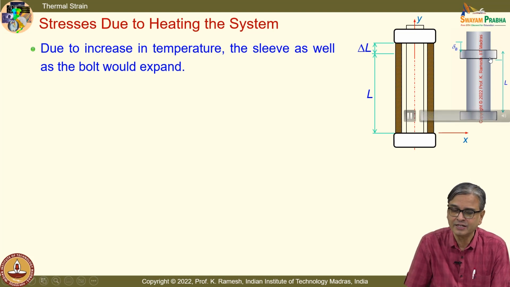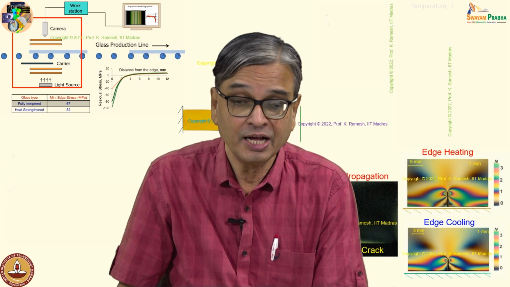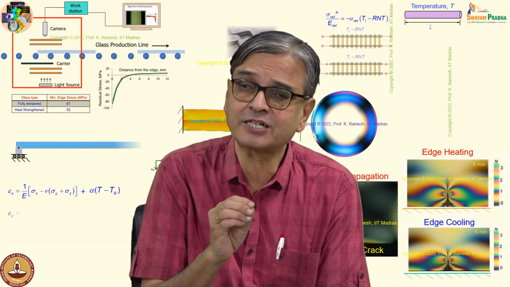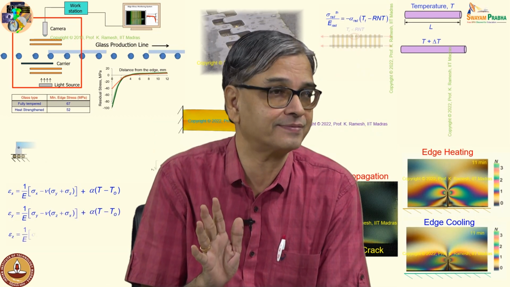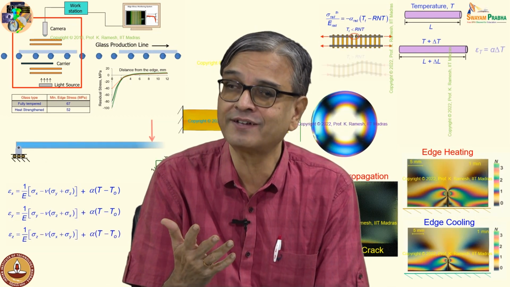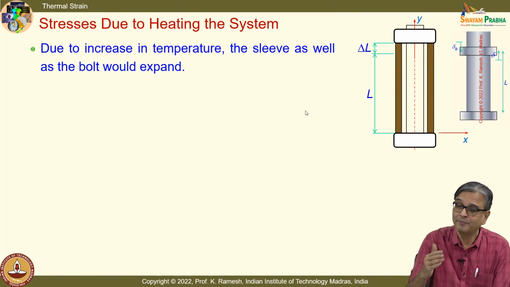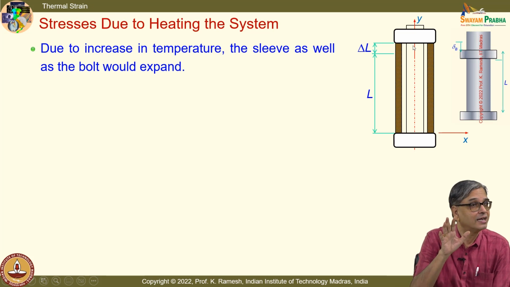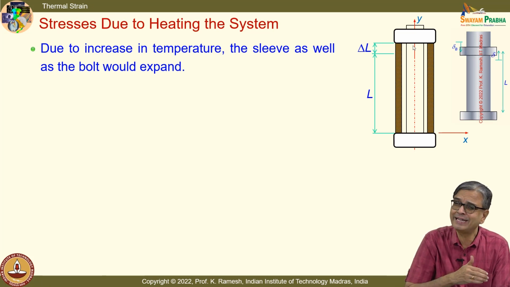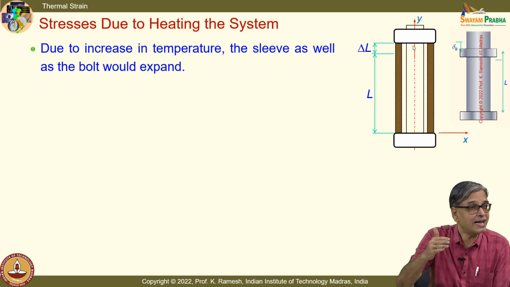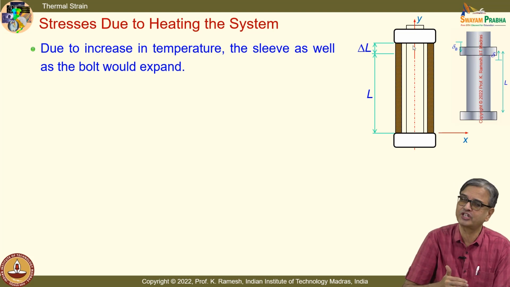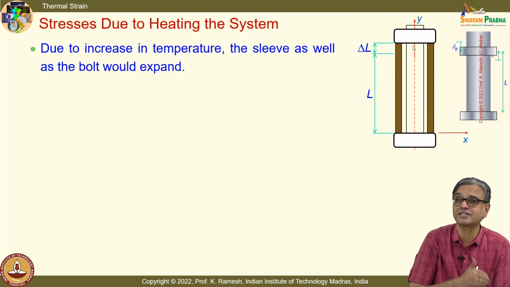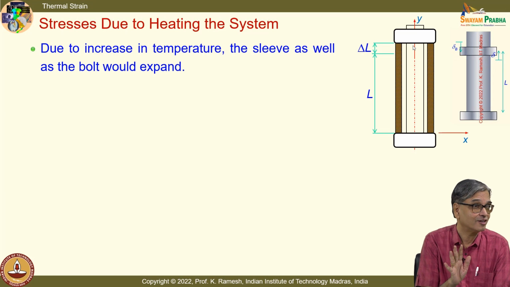I have a nut which is moving up, but you find the coefficient of expansion of the sleeve and bolt are different. Sleeve has a larger coefficient of expansion, so it will try to elongate more, but you have a nut which is sitting on top of it. So, nut will not permit the sleeve to expand to its full length. Because of that, you will have stresses developed in the sleeve. What is the nature of the stresses developed in the sleeve? Compressive, that you should recognize.